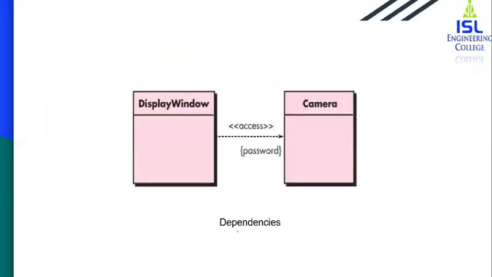Coming on to the dependency relationship. Dependency relationship is indicated by a dashed line with an arrow. Now this dependency means that the display window is dependent upon the camera. If you do not have the camera, then this display window, it can either have the thumbnail view or it can give you one view. So this view is not useful until you have a camera. In this dependency relationship, the display window is going to access the camera, and the camera can be accessed, that is the display window can be seen, when you enter the password. So this is your dependency relationship.